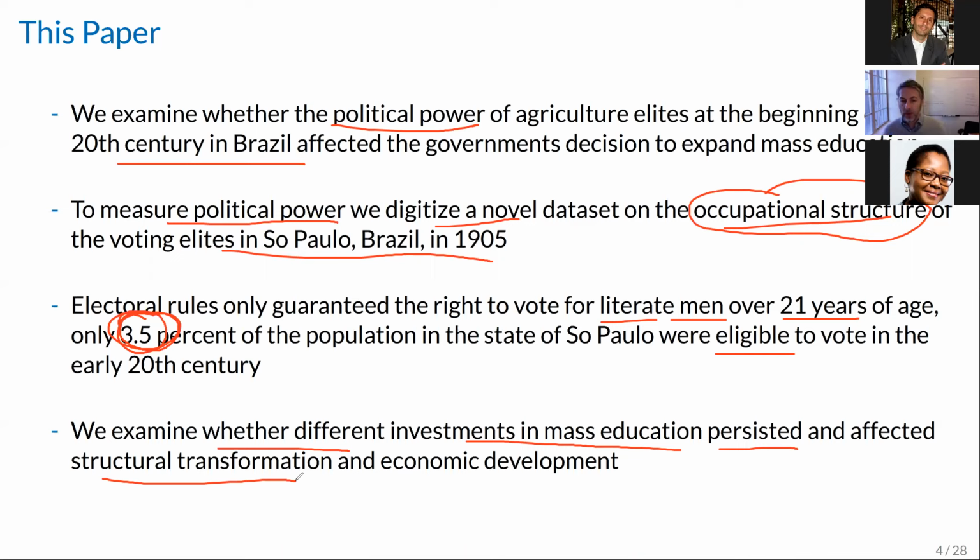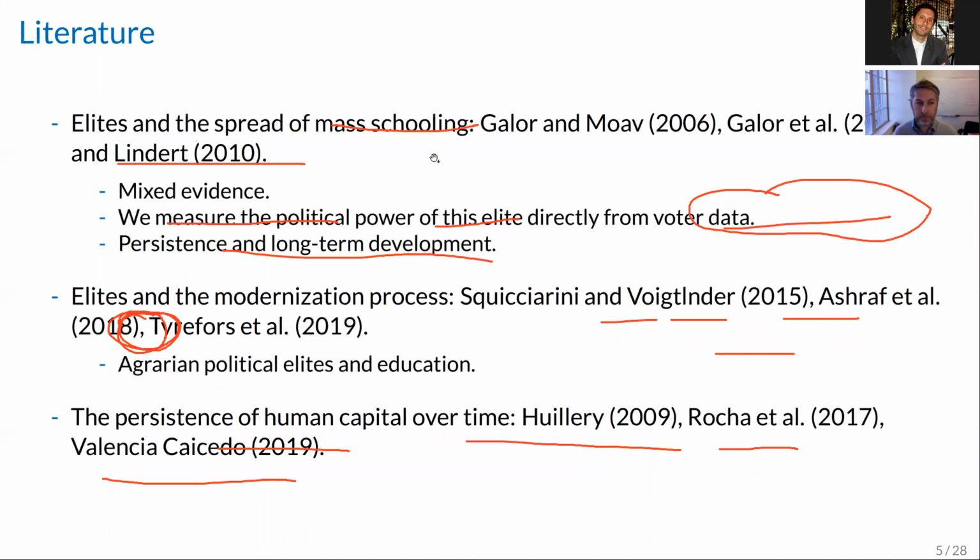Okay, so the results are going to be in two pieces. First, I'm going to document the short-run relationship between investments in education and the composition of voters. Then we're going to ask ourselves, does this matter for structural transformation? And then we're going to document this persistence over time. Okay, so that's the plan.